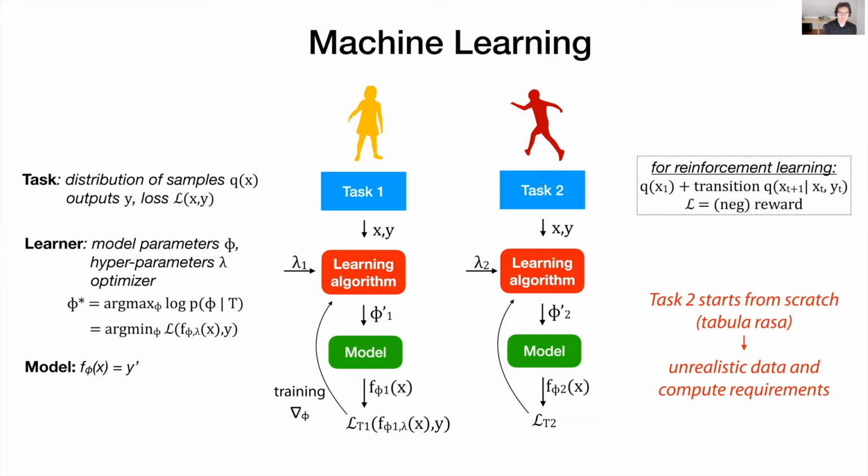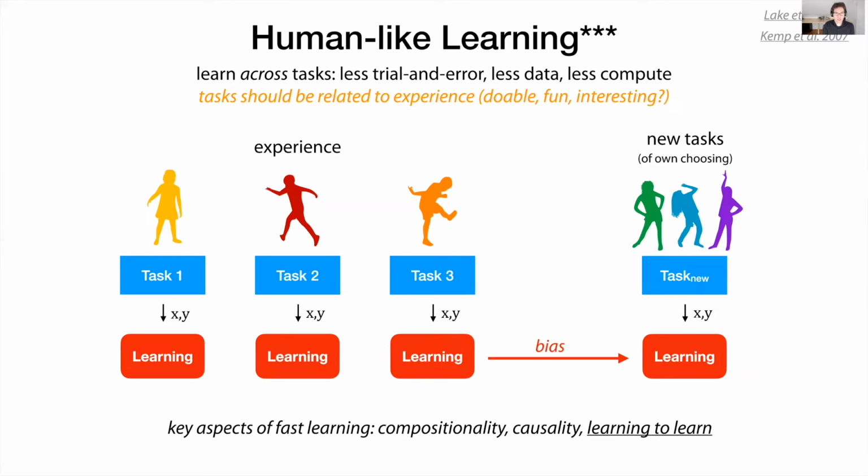Now, if we have a second new task, say running, and the previous task was walking, we obviously want to transfer information. Learning this new task from scratch would be unrealistic in the amount of data and compute required. Humans can already do this very efficiently. We first learn how to walk, then to run, then to play football, and every new behavior we can learn more efficiently with the more experience we have. We call this, in general, bias: some bias we transfer from previous experience.